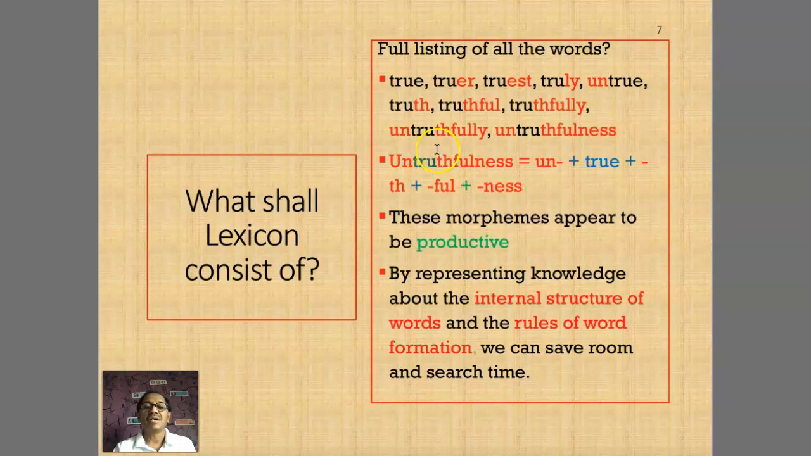Then you have truth, a noun formed by adding th. Then you have full, so the adjective truthful is formed, and then again a noun suffix is added, ness: truthfulness. Then that is negated by un. So untruthfulness is the word which is derived from the word true, right? So we don't need to mention all the words. We can just mention the morphemes or the affixes, right, which are productive in nature.